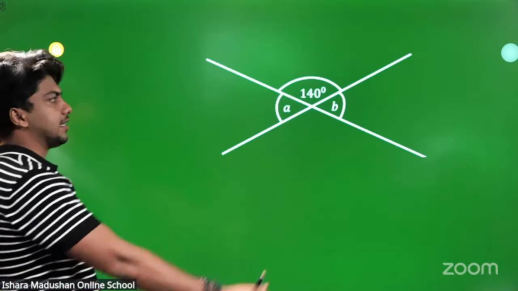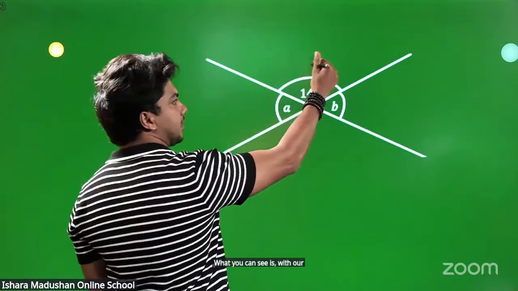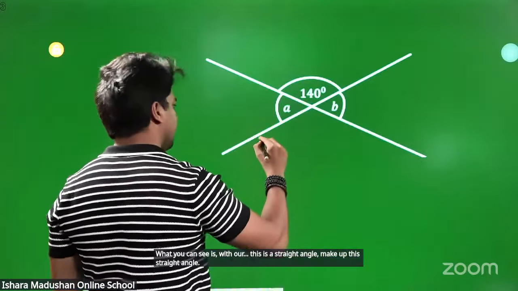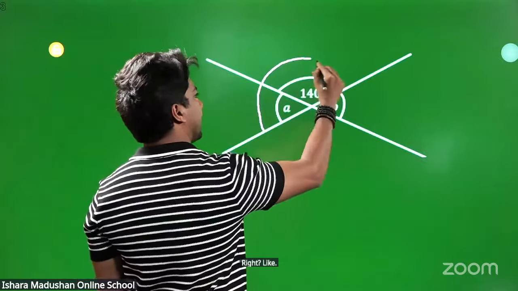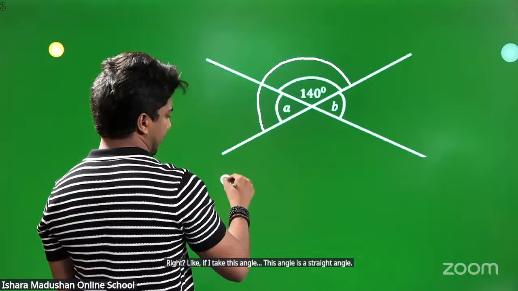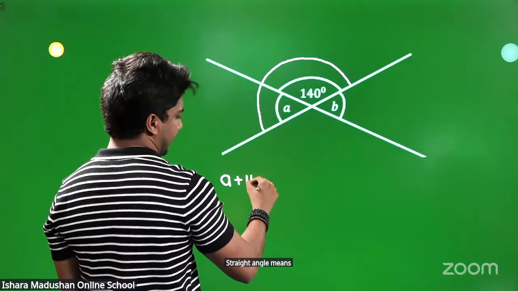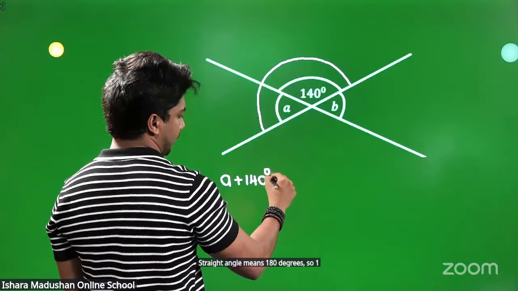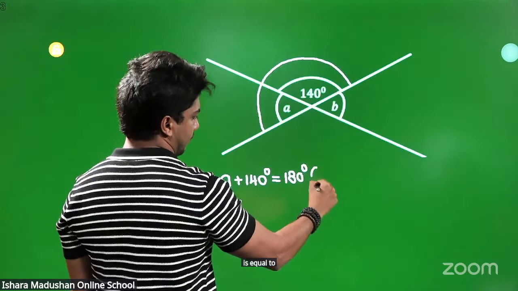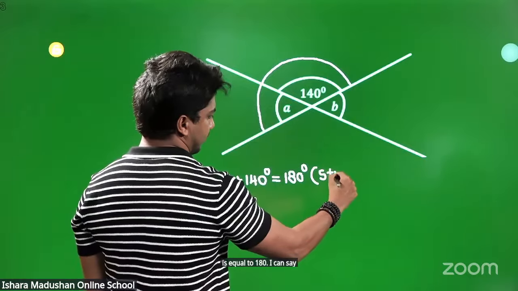What you can see is, Putha, this is a straight angle. Make up this straight angle. Right? Then if I take this angle, it is a straight angle. Straight angle means 180 degrees. So A plus 140 is equal to 180. I can say it's a straight angle.